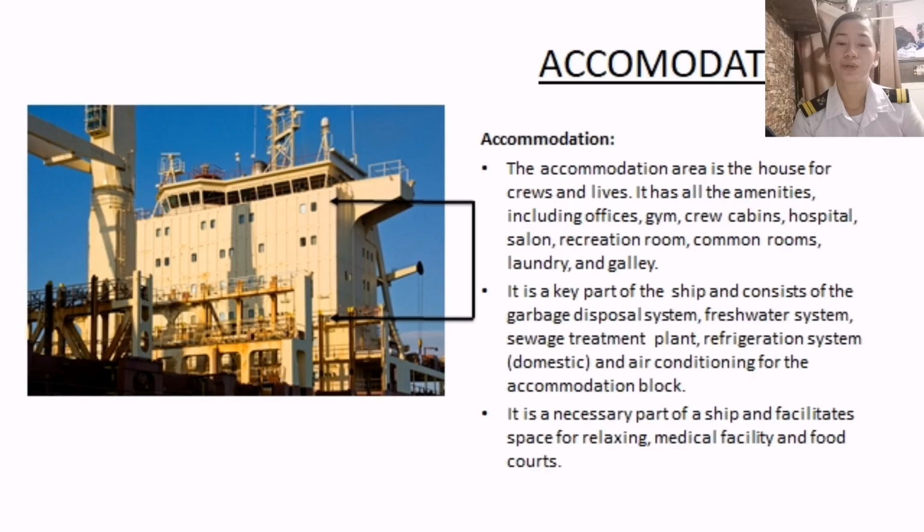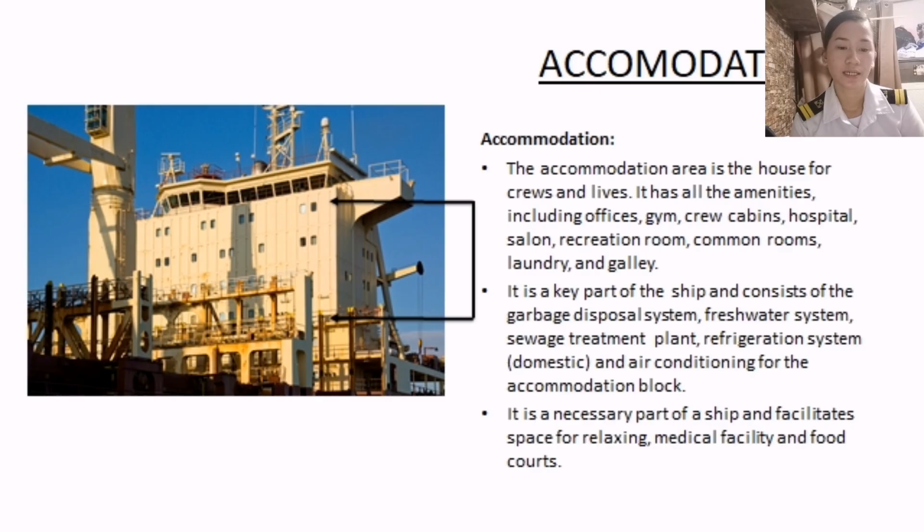So it is also a key part of the ship and consists of the garbage disposal system, freshwater system, sewage treatment plant, refrigeration system, and air conditioning for the accommodation block. Okay, so this is a necessary part of a ship and facilitates space for relaxing, medical facility, and food court. So kanang ato ang git-point sa arrow, that is our accommodation. Okay, so sa babaw sa accommodation, mauna siya ang bridge.